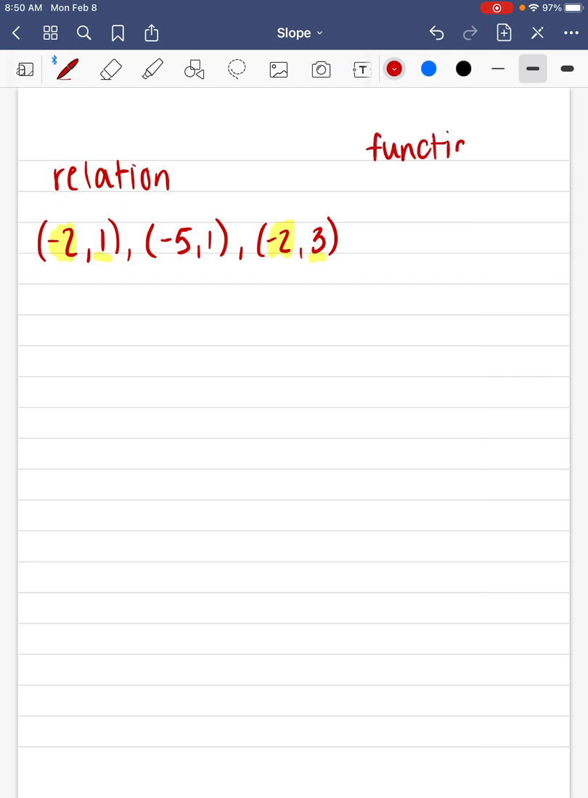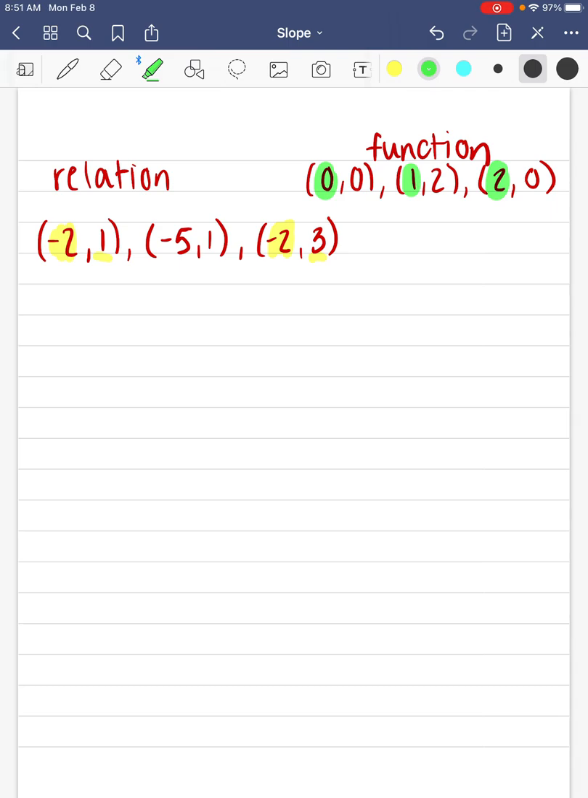If we look at our function example, we'll have 0, 0, 1, 2, and 2, 0. The reason this is all good is because all of my x's are different, so nothing else matters.